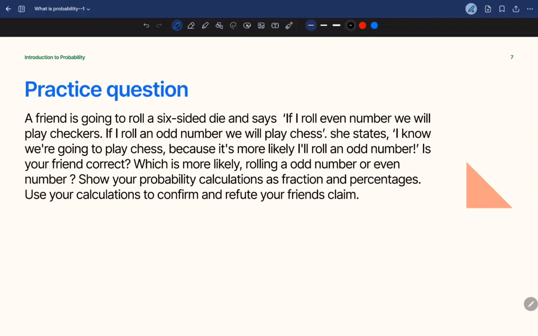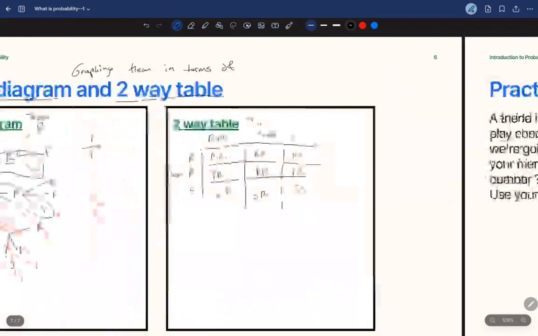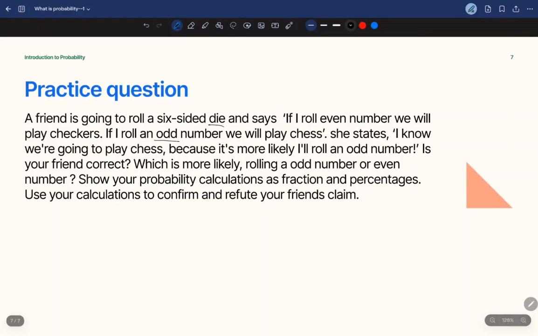A friend is going to roll a 6-sided die. If I roll an even number, we will play checkers. If I roll an odd number, we will play chess. So odd and even are the keywords there. I know we're going to play chess because it's more likely I'll roll an odd number. Is your friend correct? Which is more likely, rolling an odd number or an even number? Show your probability calculation as fractions and percentages. Use your calculations to confirm or refute your friend's claim.